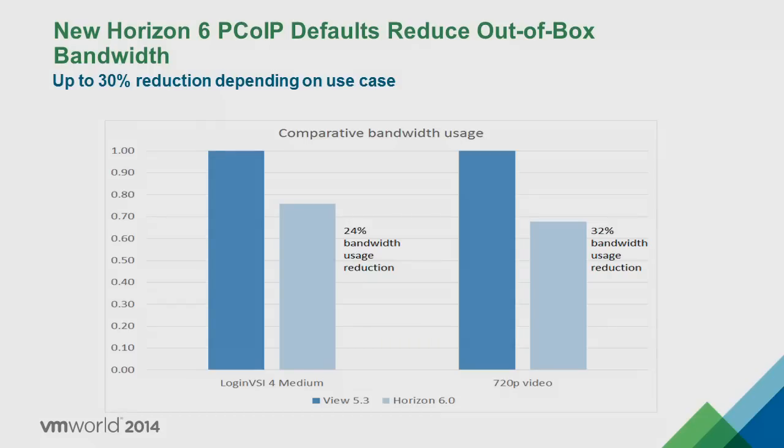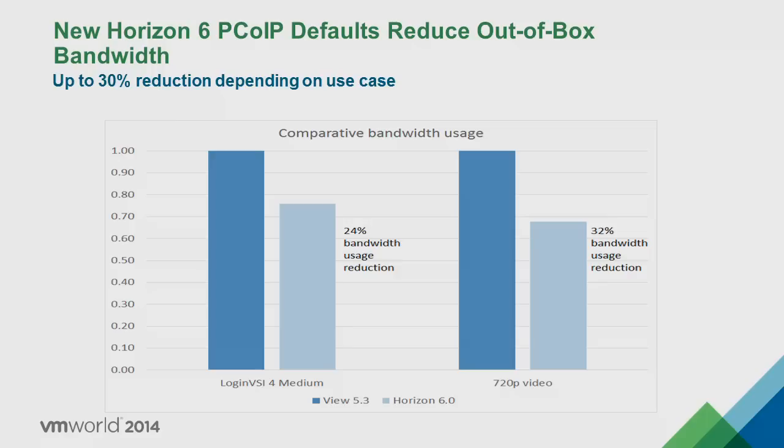So this chart shows the bandwidth savings that we get. On the left-hand side, we ran a Login VSI medium workload test. Comparing View 5.3 to Horizon 6.0, you get 24% bandwidth savings.